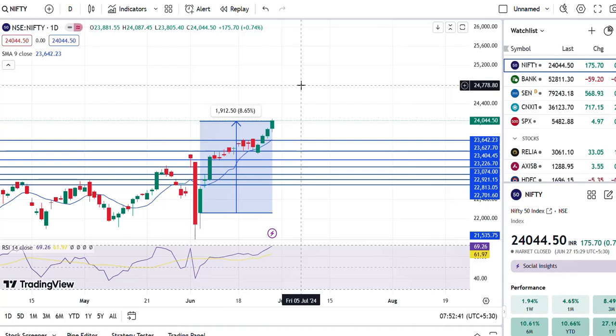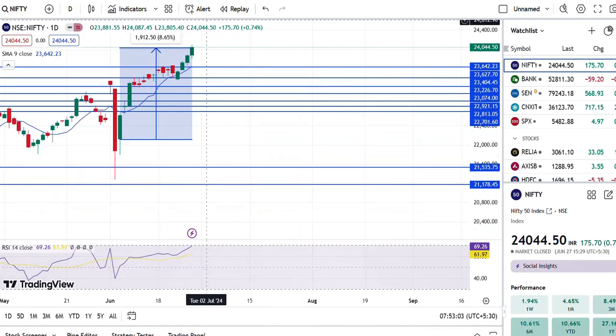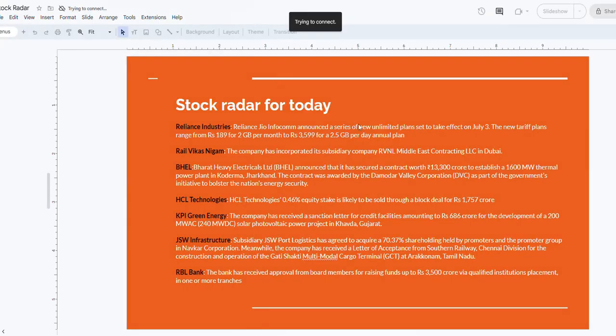It is a good move, but as of now the mid cap and small cap are the pain point. They are not performing that well, and they are not contributing to the Nifty's uptrend, right? This is basically from Reliance Industries and HDFC Bank. The heavyweight stocks are performing well, so Nifty is going up, guys. So quickly, let us come back to the stock radar for today.